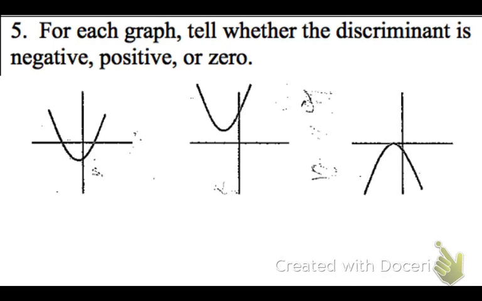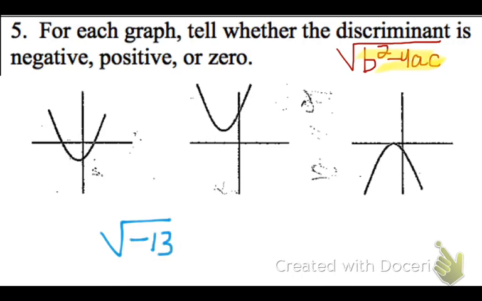For each graph, tell whether the discriminant is positive, negative, or zero. Now the discriminant is this thing in the quadratic formula, you might remember: b squared minus 4 times a times c. Technically, it's just the part under the radical, not the radical itself. If it's a negative discriminant, the graph would look like that. If it's a positive discriminant, it would look like that. And if the discriminant is 0, it would look like that.